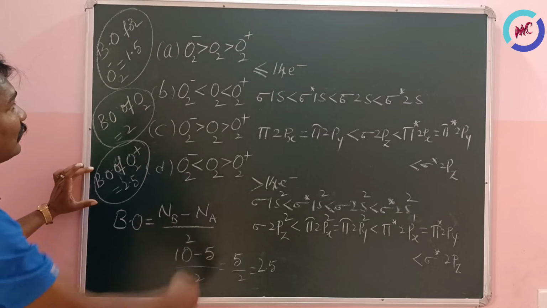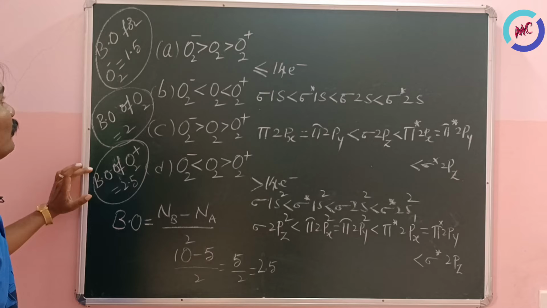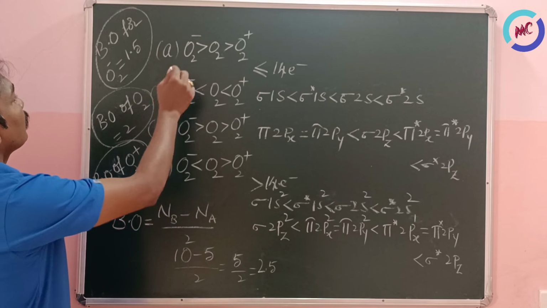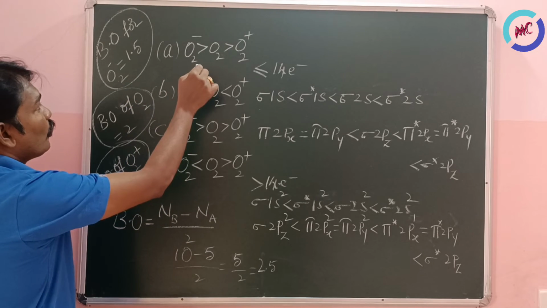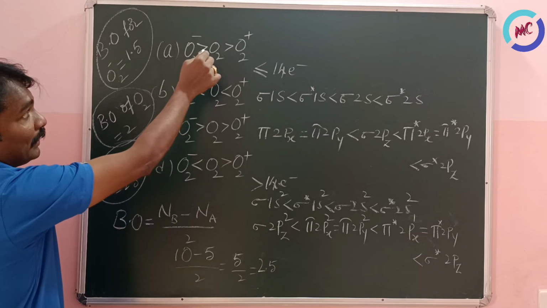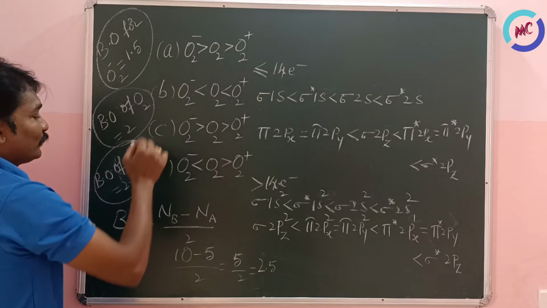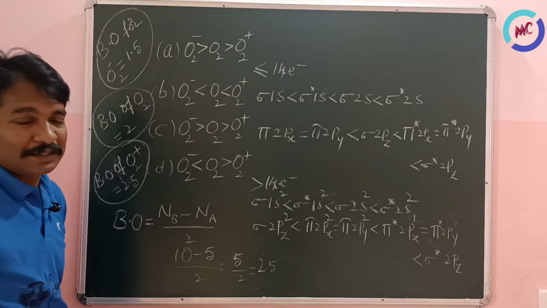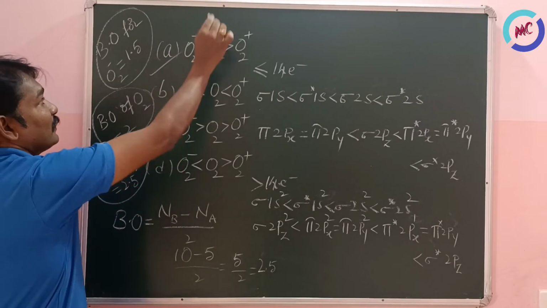Now we have to check which option has such an order. See here, O2 minus is greater than O2. Next, O2 plus. Option A is the correct answer.